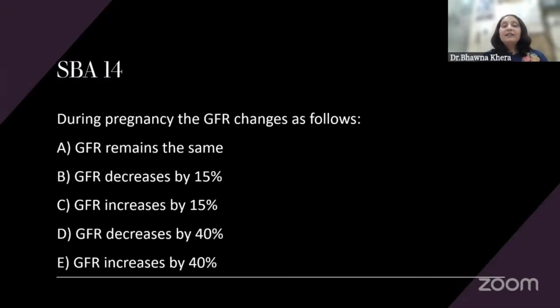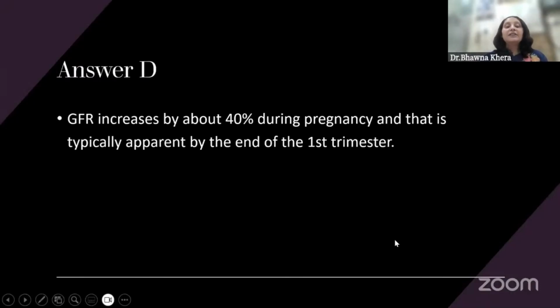During pregnancy, the GFR changes as follows. What happens to the GFR in pregnancy? So how does it go? GFR increases by 40% during pregnancy. Yes, that's the correct answer here.